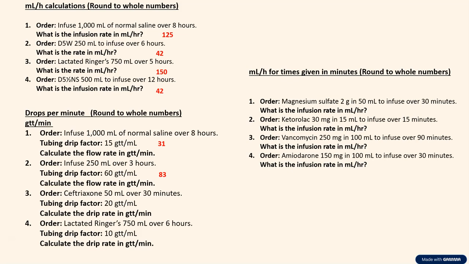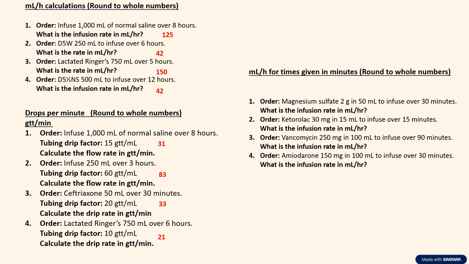The next one, we already gave you minutes. That's a happy little coincidence. The order is ceftriaxone, 50 milliliters over 30 minutes with a drop factor of 20 drops per milliliter. Your drops per minute rate is 33 drops per minute. And the last one, lactated Ringer's, 750 milliliters over 6 hours with a drop factor of 10 drops per milliliter. Your drip rate is going to be 21 drops per minute.